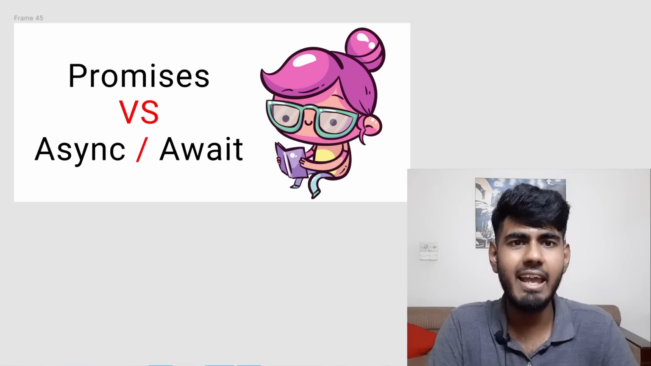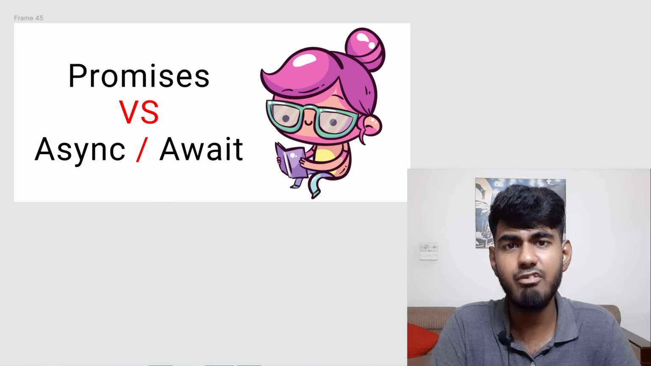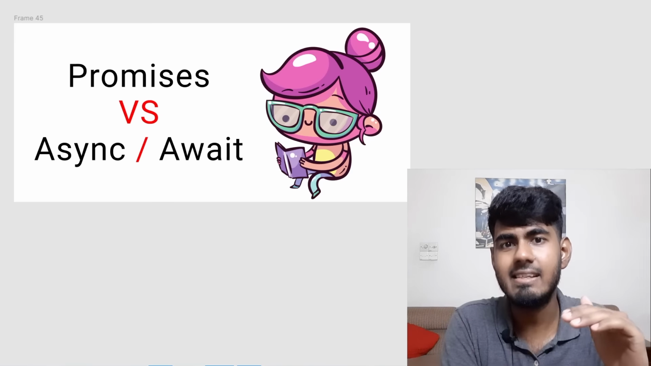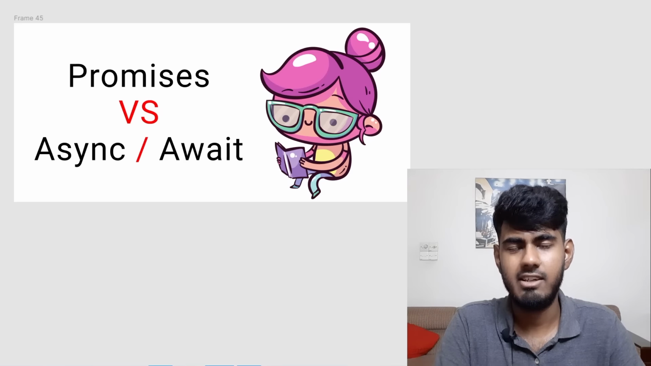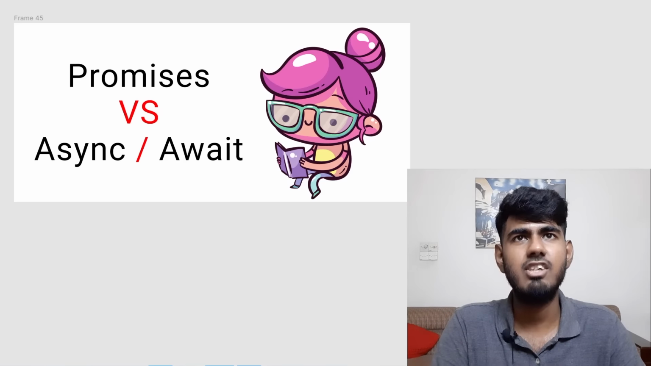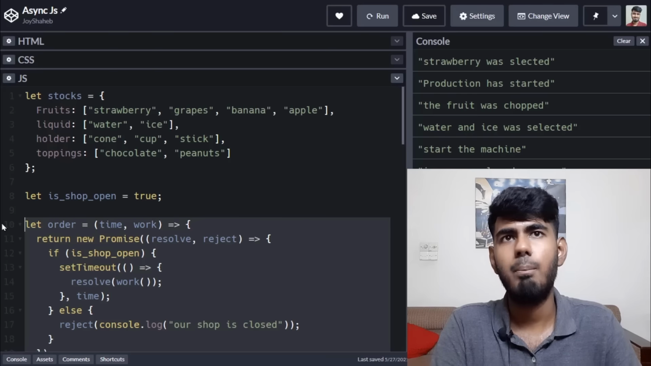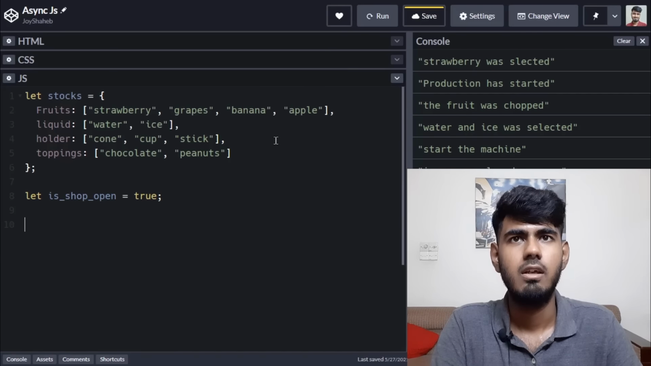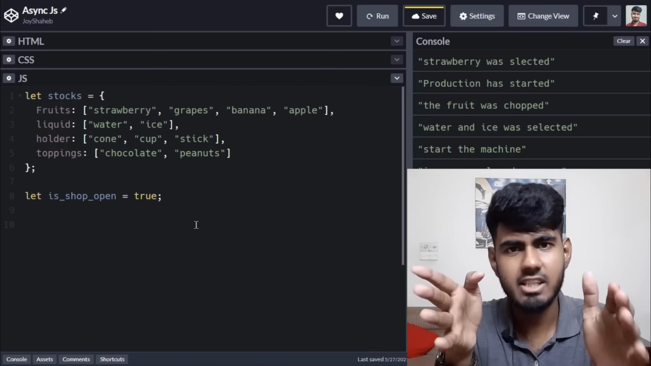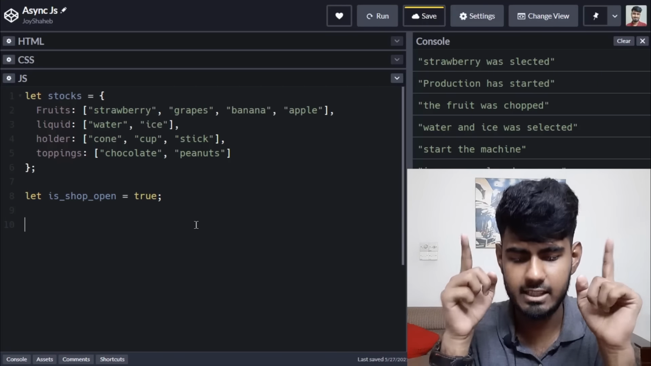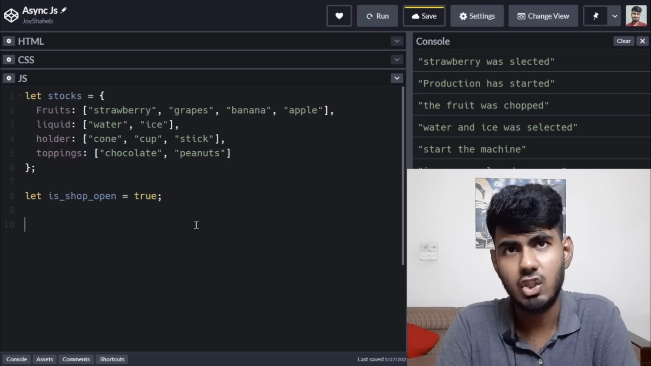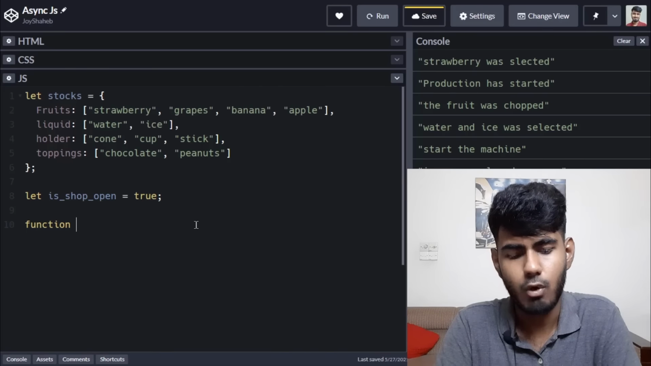In order to understand the Async Await, first of all, you need to know the difference between the promises and the Async Await. Let's look at an example. Come back to VS Code, CodePen, you delete everything except this part, okay? Keep the shop and the stocks, okay? Now, in the promises part, how did we make a promise? Like this, look. Function, let's name it order, okay?